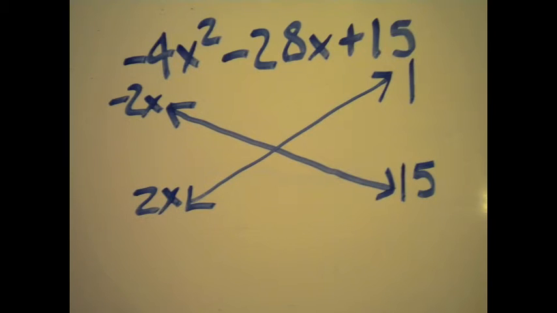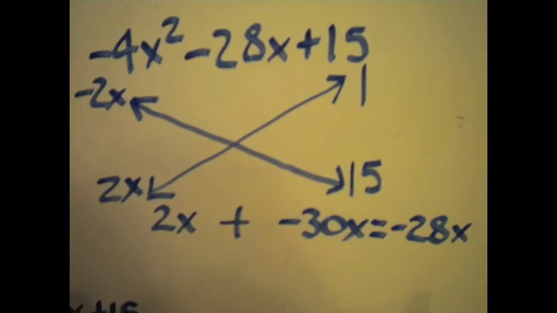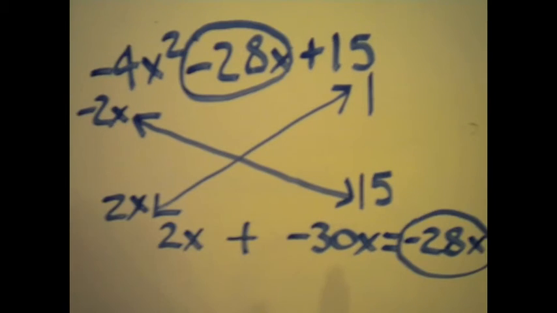Next, you work your problem like this. The 2x multiplies by the 1, because that's where the line points, to give you 2x, and the negative 2x multiplies by the 15 to give you negative 30x. What do you do with these seemingly random numbers now? Add them together, and see what you find. Negative 30x and 2x combine to make negative 28x, which is your middle number. Your answers, when added up, should equal your middle number.